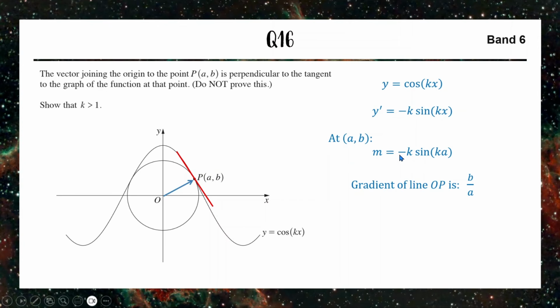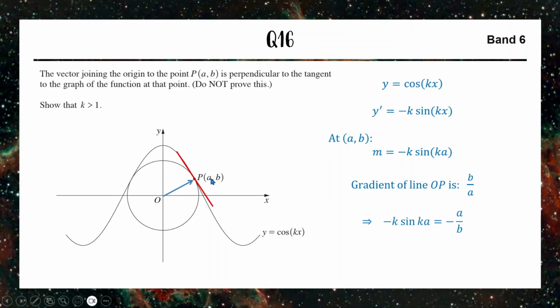So that tells me that negative k sine ka is equal to negative a over b. And now we have an equation and we can start to do some stuff with it. Something else that's really clever we can use is that some more information we have is that the curve y equals cos kx passes through the point (a, b).